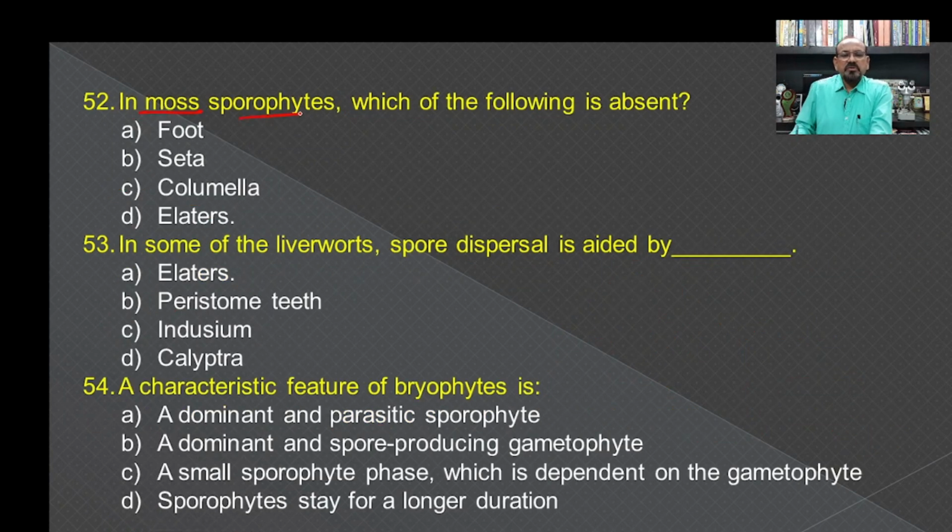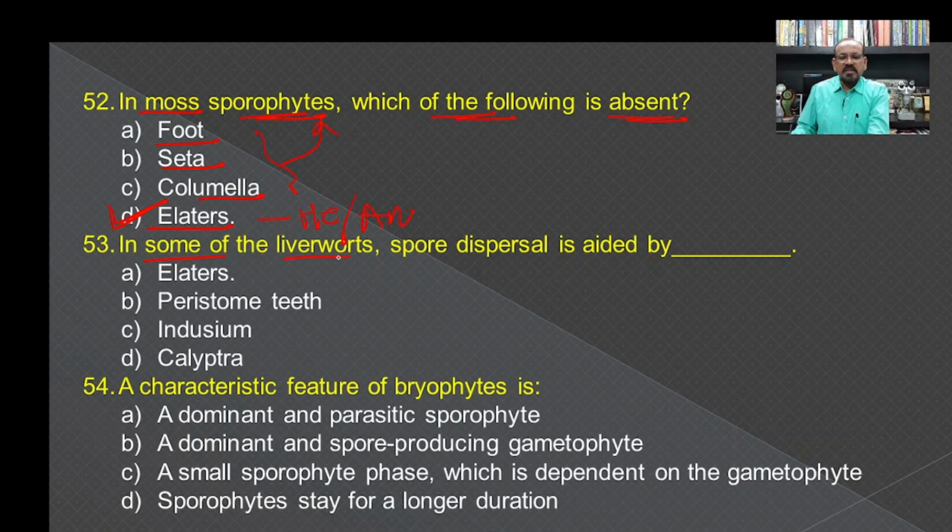Then in moss sporophytes, which of the following is absent? As we have seen earlier, the presence of elaters is a characteristic feature of the Hepaticopsida and Anthocerotopsida, and such a type of elaters are found to be absent in the Bryopsida, and hence D will be the correct answer for this question, as well as the foot, seta and the columella, these are present in the sporophyte of the mosses.